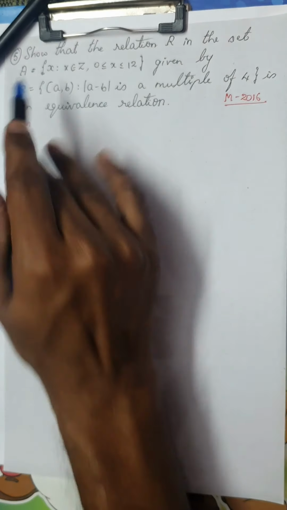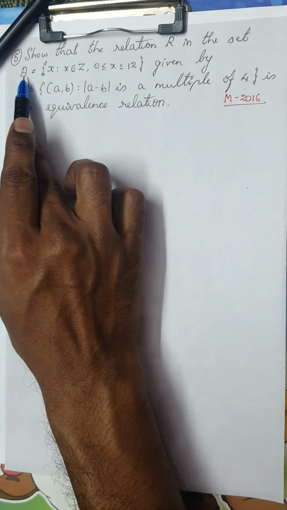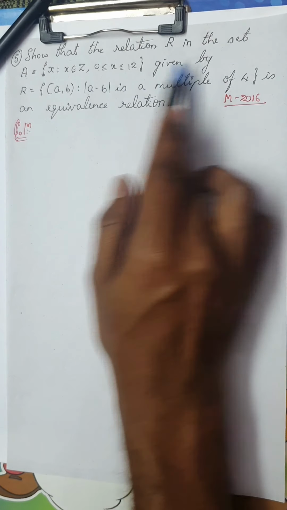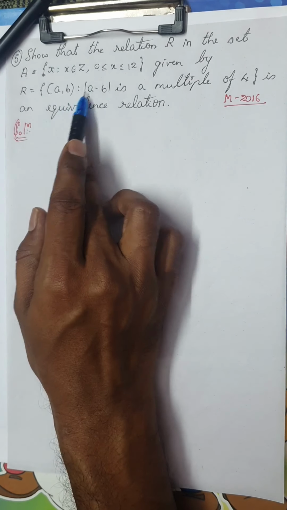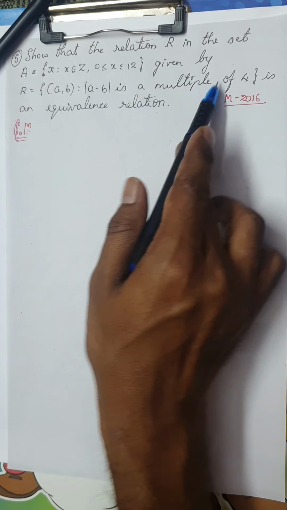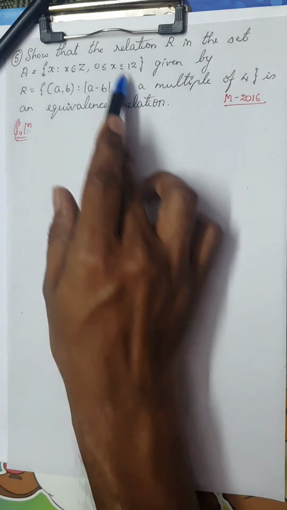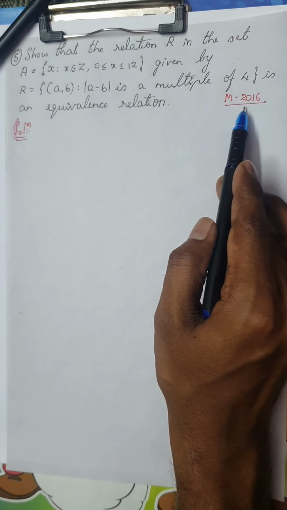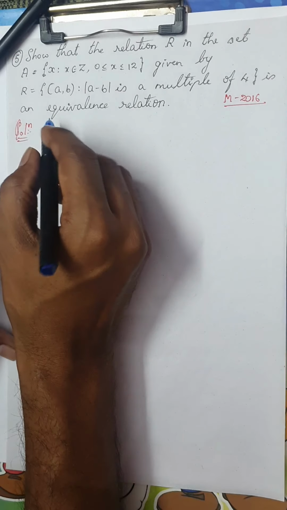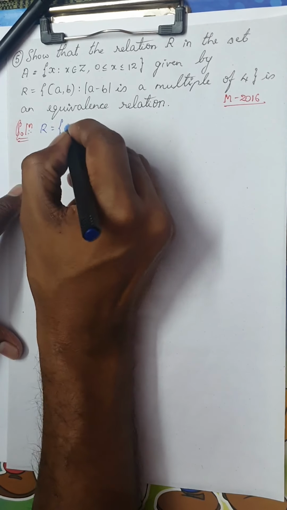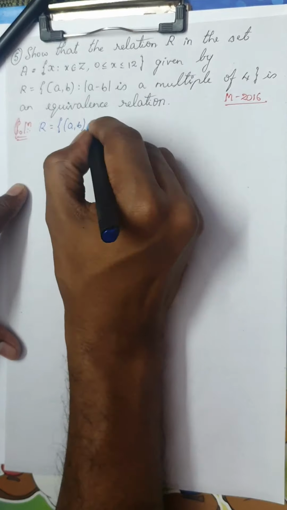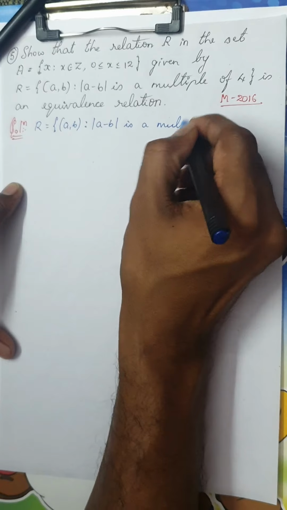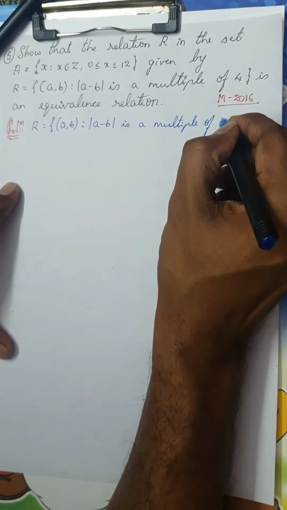The next question we have is, show that the relation R in the set A. What is the set? Set of integers from 0 to 12. Given by R is equal to the set of A comma B such that modulus of A minus B is a multiple of 4. I have to show that it is an equivalence relation. He is already asking you to show that it is an equivalence relation, which was asked in the year March 2016. Okay, let me write the relation once again. R is equal to the set of A comma B such that modulus of A minus B is a multiple of 4.